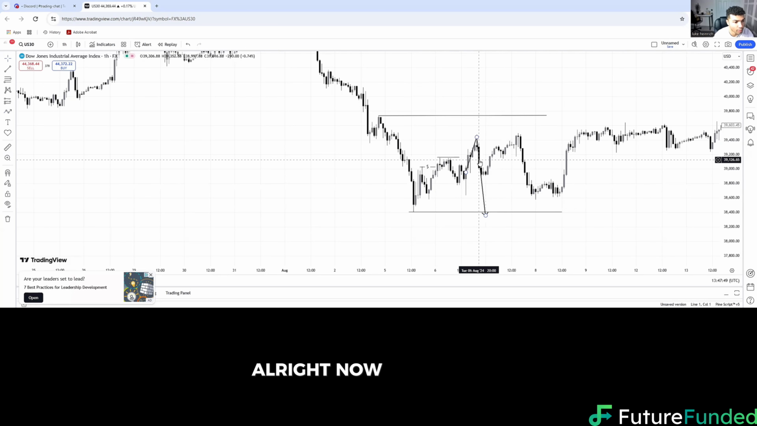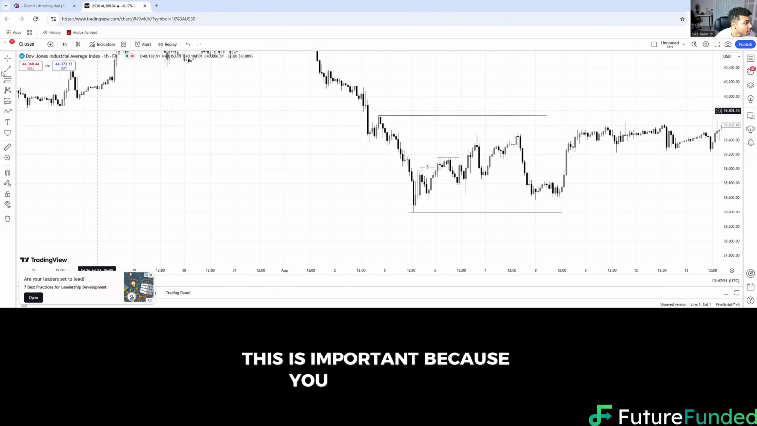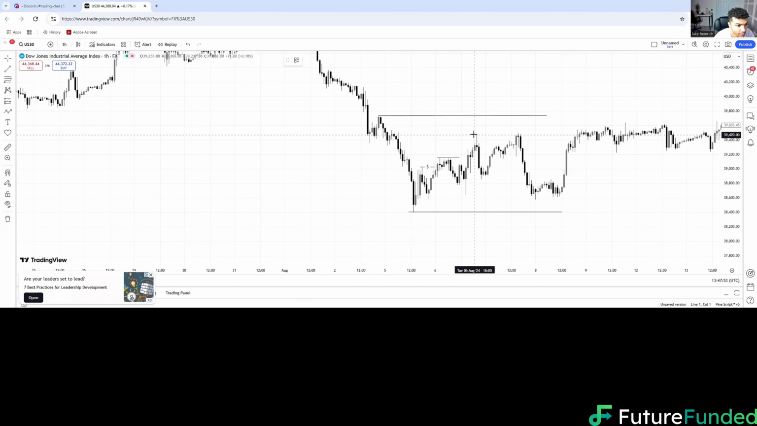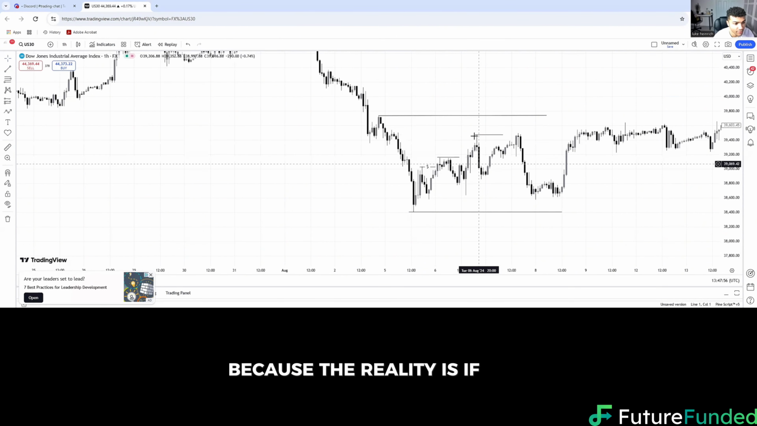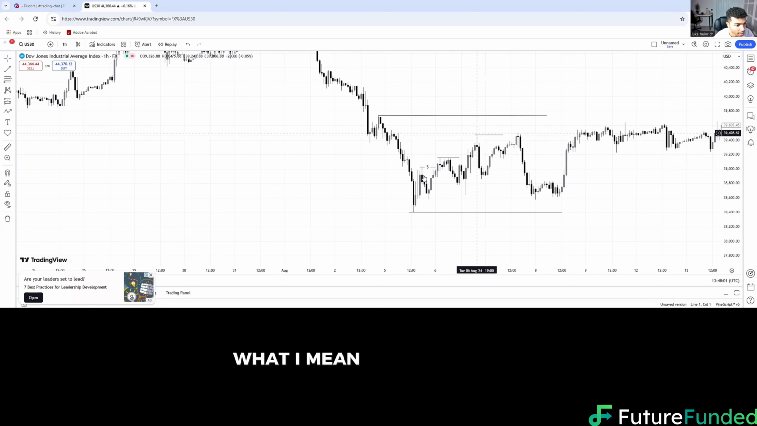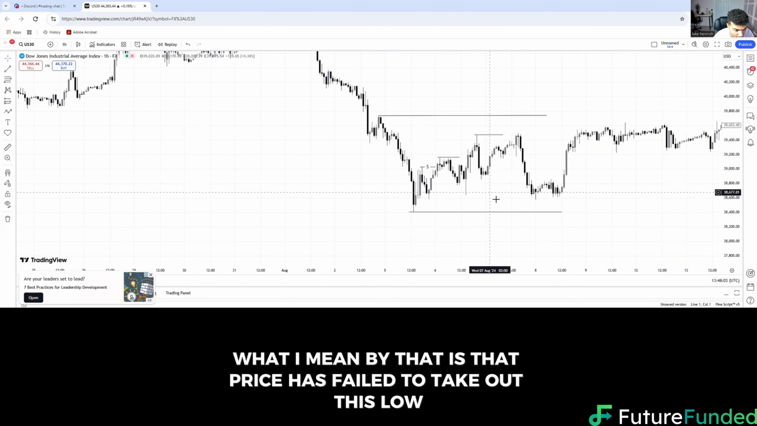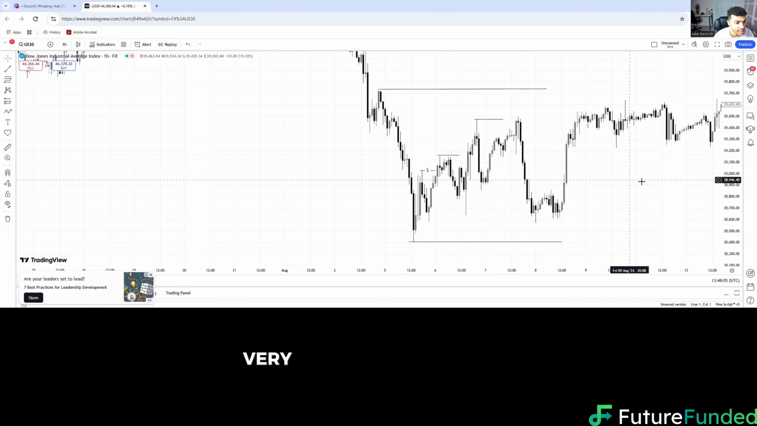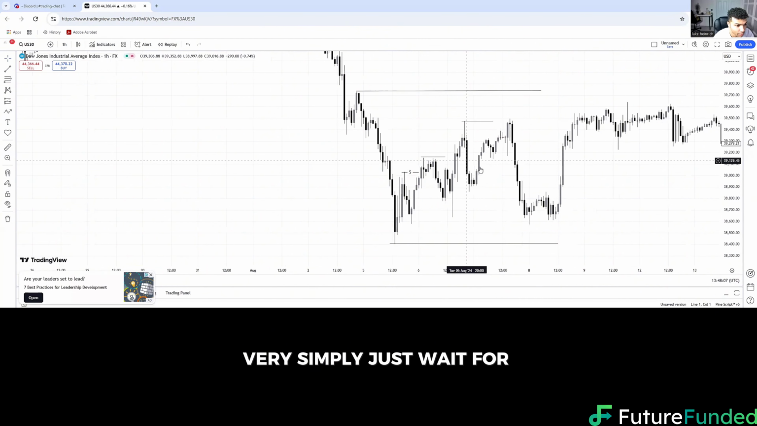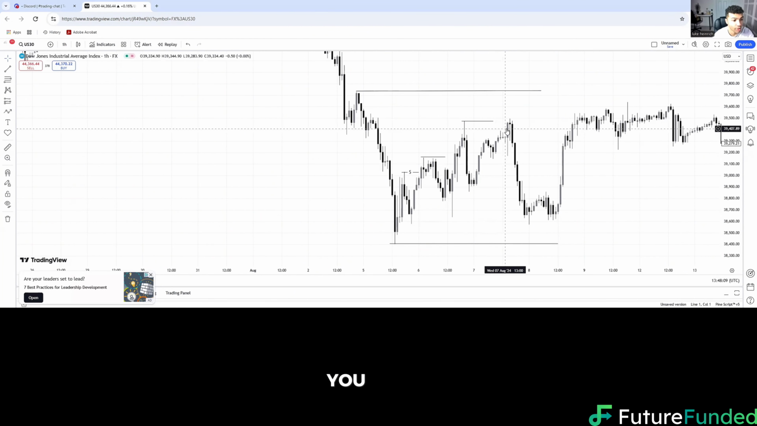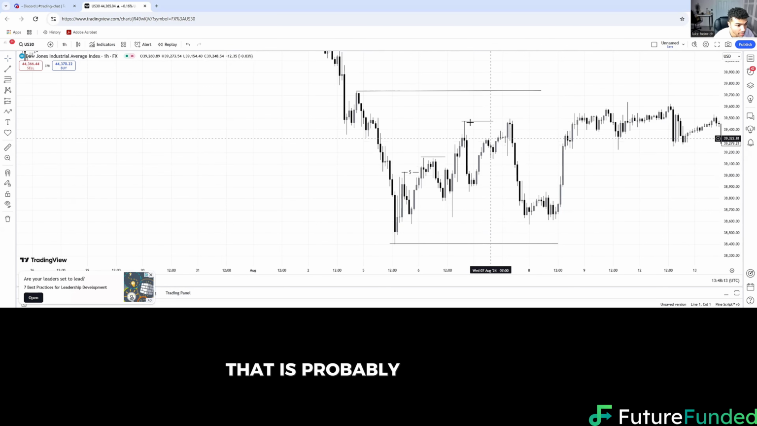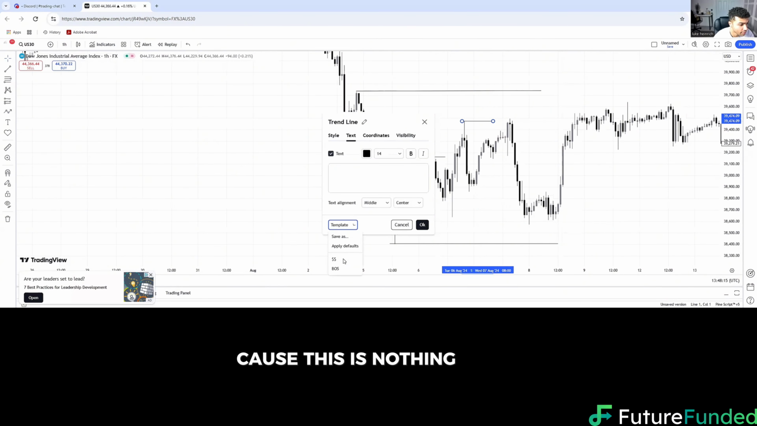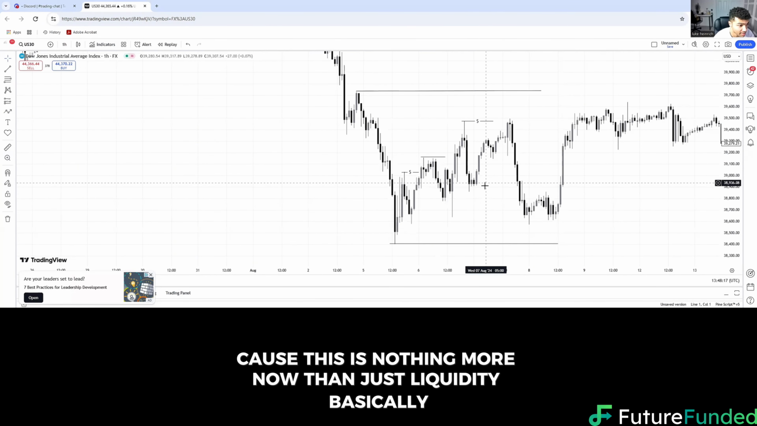All right, now why is this important? This is important because you can get opportunities within this. You can get selling opportunities within this, because the reality is, if you go from, let's say here, you see that this is a failed high. What I mean by that is that price has failed to take out this low. You can now very simply just wait for price to come all the way back up. You know that there's a pretty good chance that price is pumping up anyway, that it's probably going to come and take this area out, because this is nothing more now than just liquidity basically.